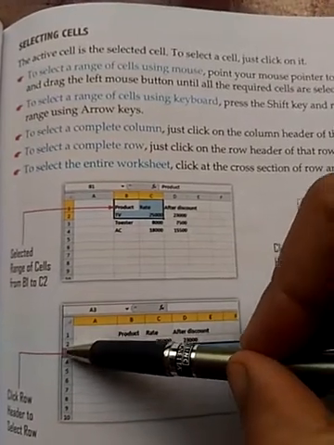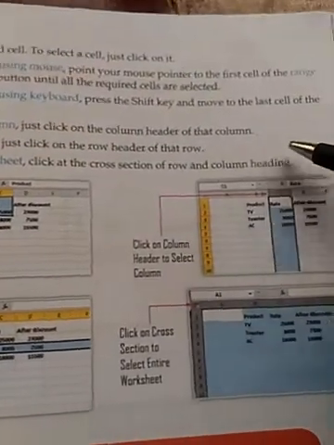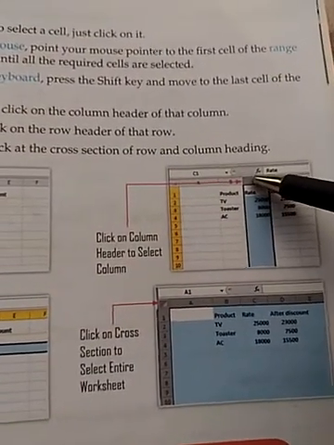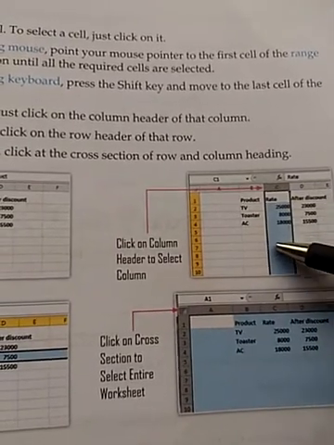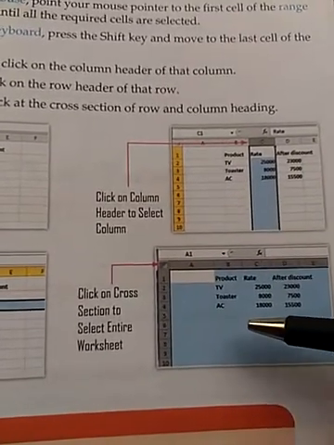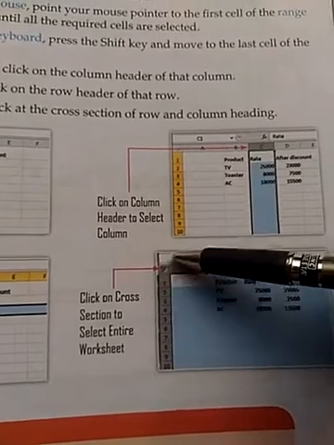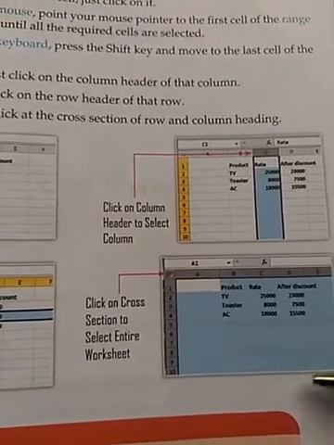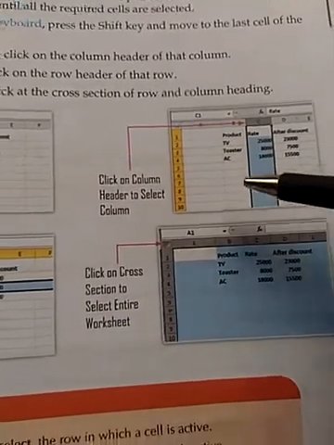Means if you click this, it will select the entire row. If you click on the header of the column, it will select the entire column. If you click on this corner portion, it will select the entire sheet.